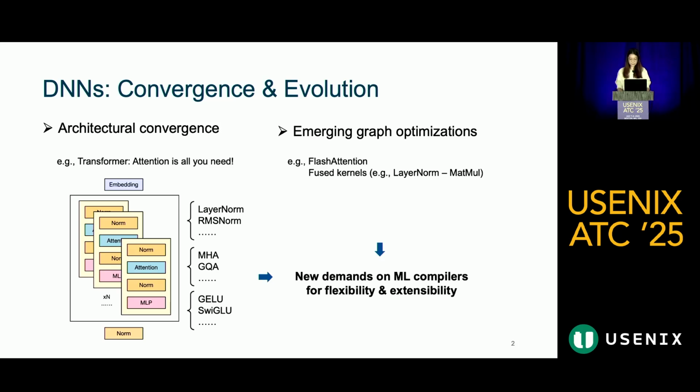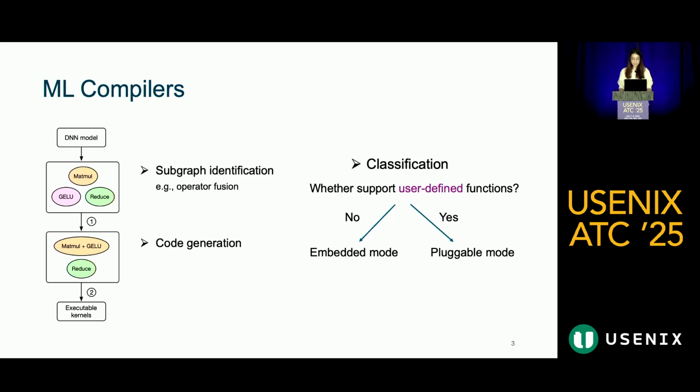All these trends put new demands on ML compilers. We now need more flexibility and extensibility to keep up with both the architectural convergence and rapid kernel-level innovations. ML compilers play a crucial role in turning ML models into efficient executable kernels. Given a DNN model, an ML compiler usually lowers it into a computation graph made up of operators.